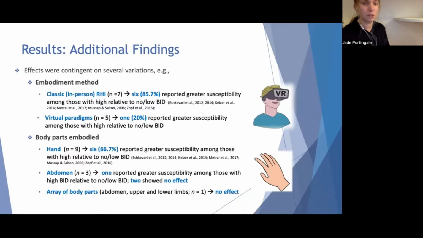In the interest of time, I'll just present the results from 2 of these, beginning with the embodiment method. So 7 studies employed the classic rubber hand illusion, and almost all of these, so over 85%, reported greater susceptibility to embodiment among those with high relative to low or no body image disturbance. Comparatively, of the 5 that employed virtual reality-based paradigms, this included the virtual hand illusion or the full body illusion, only 1 of those observed similar findings, with the remaining observing no significant differences, or the opposite, so greater susceptibility among those with low or no relative to high body image disturbance.